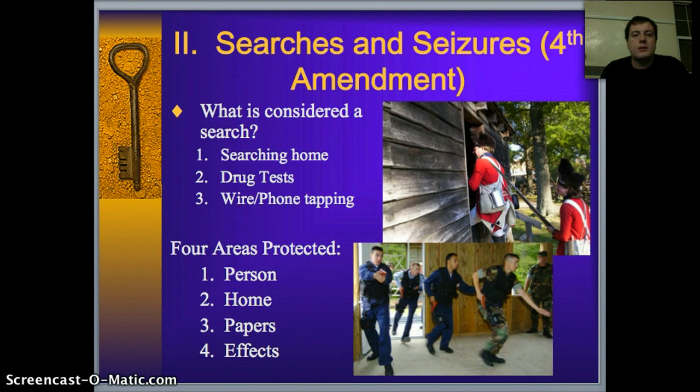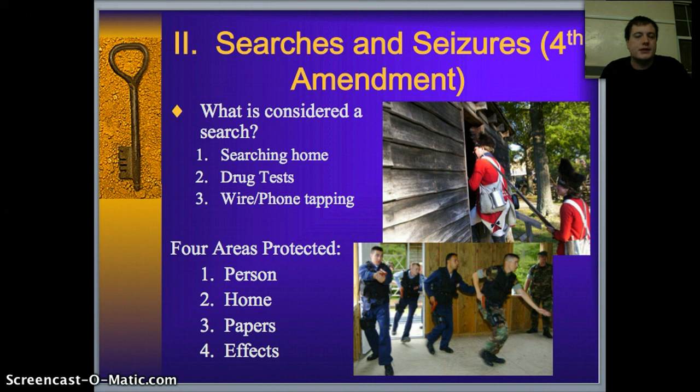And so we'll be talking a great deal about searches and seizures. We're talking about the Fourth Amendment. So what is considered a search? Well, some examples are searching your home. When a police officer comes to your house with a warrant, saying we have a warrant to search your house, they have gone through the proper procedures to do that.